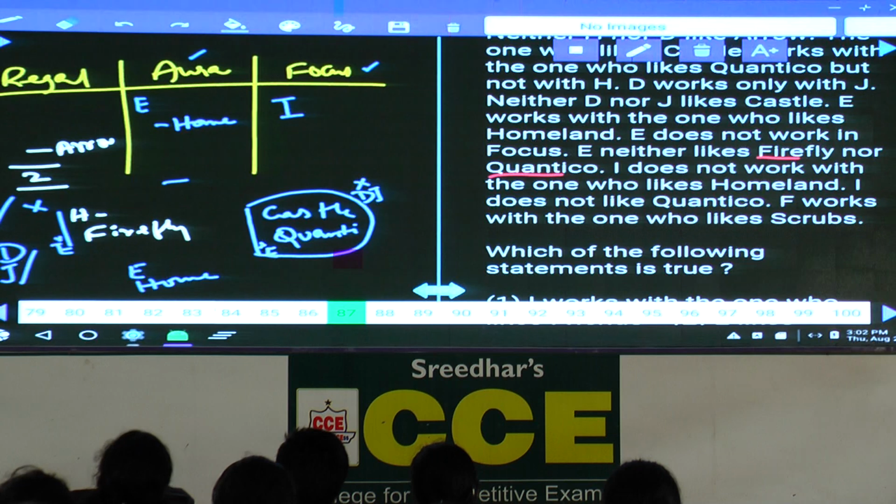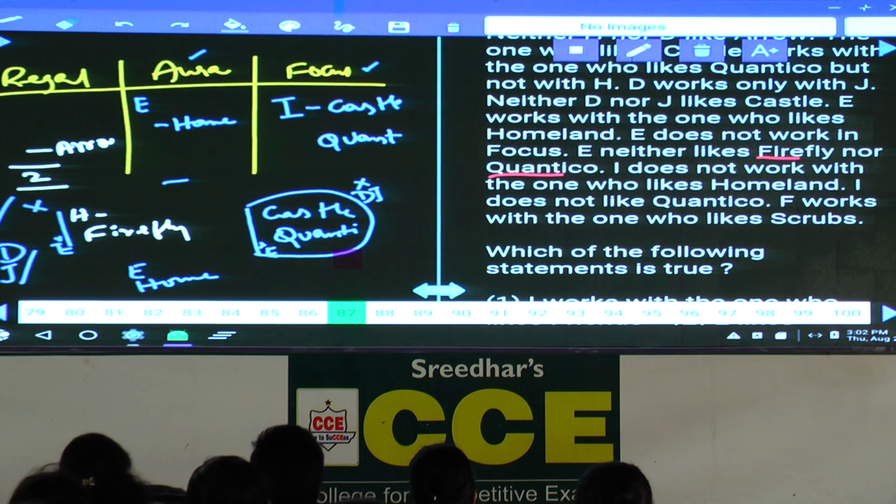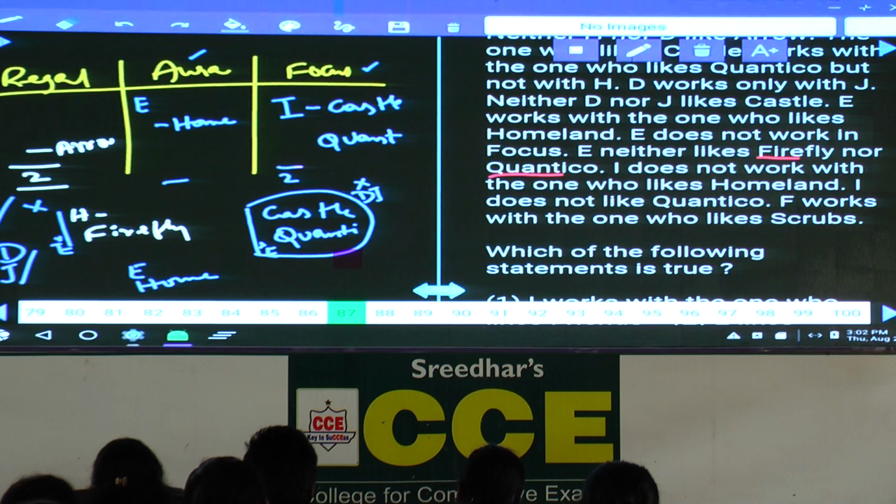Out of which I does not work with the one. I does not like quantico. As I does not like quantico, I must be casual. If I is casual, now this must be quantico. Hence in this one, how many persons are there? There are only two persons. If there are two persons here, there must be three persons. Done with this? Now in this.